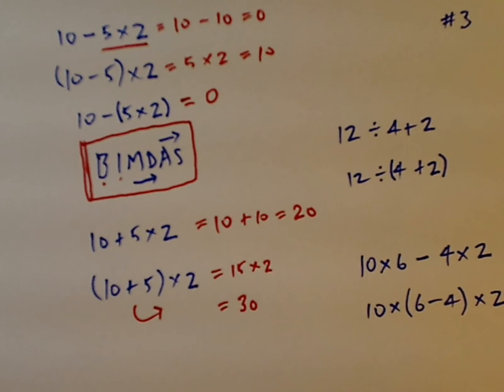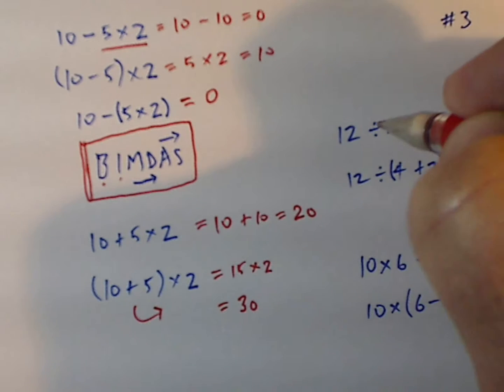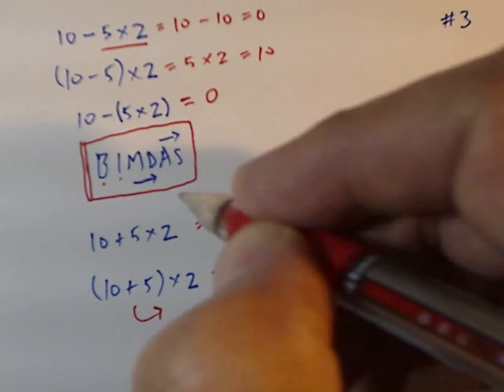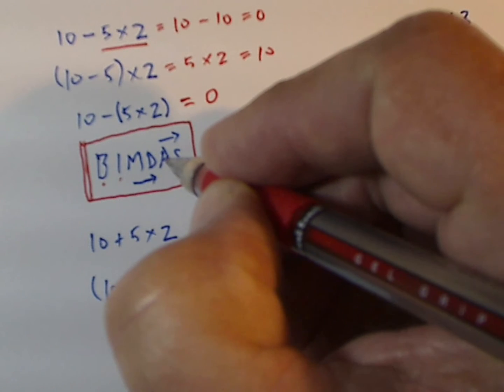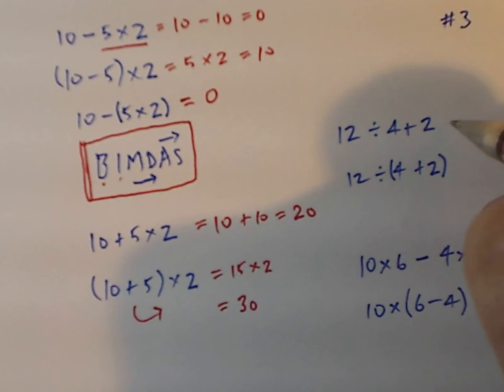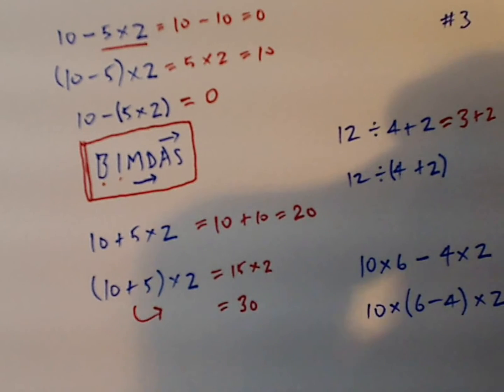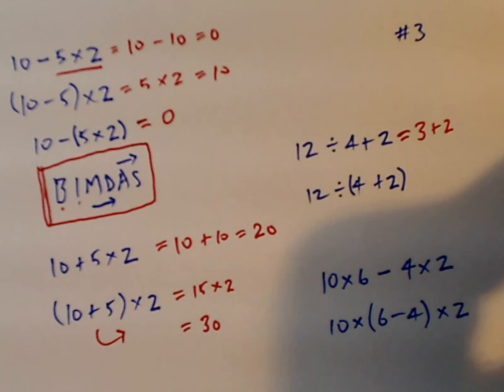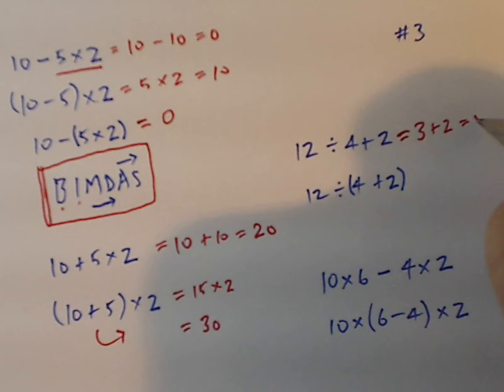Okay, over to the right. Now we've got division and we've got addition. Division first, so we evaluate the division first. 12 divided by 4 is 3. Running out of space there, aren't we? 3 plus 2, and that becomes, we'll just move that across a little bit, 3 plus 2 becomes 5.